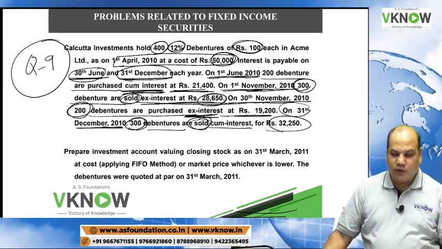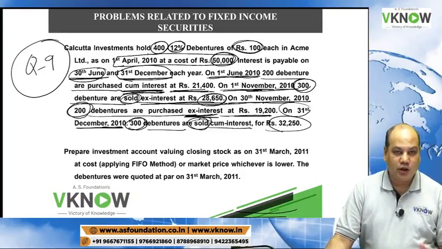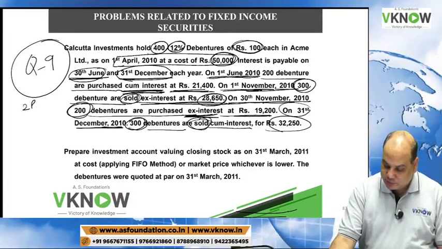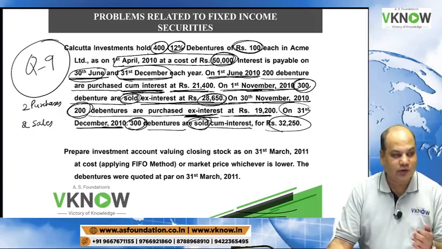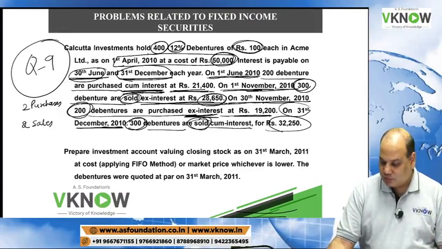On 30th November 2010, 200 debentures are purchased ex interest for 19,200. On 31st December 2010, 300 debentures are sold cum interest for 32,250. So you have to solve it very, very carefully. There are two purchases and there are two sales. One is at ex interest price, one is at cum interest price.